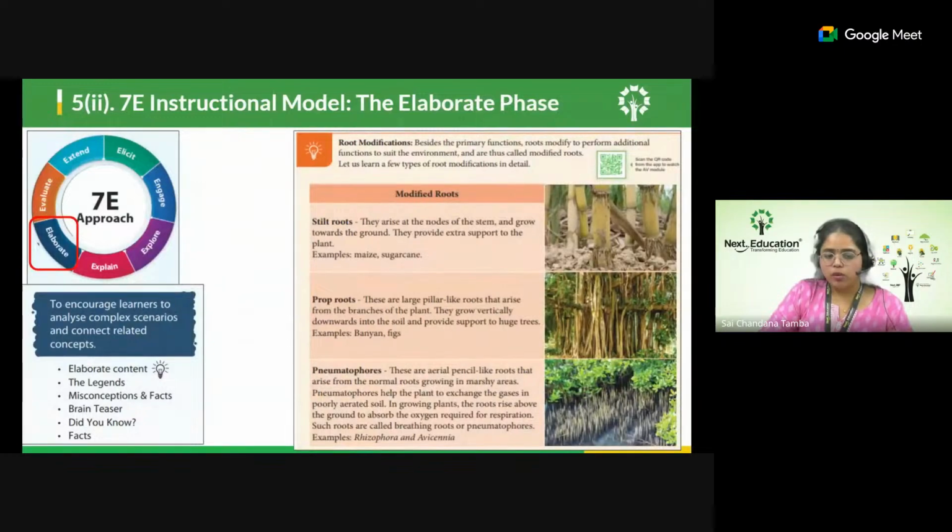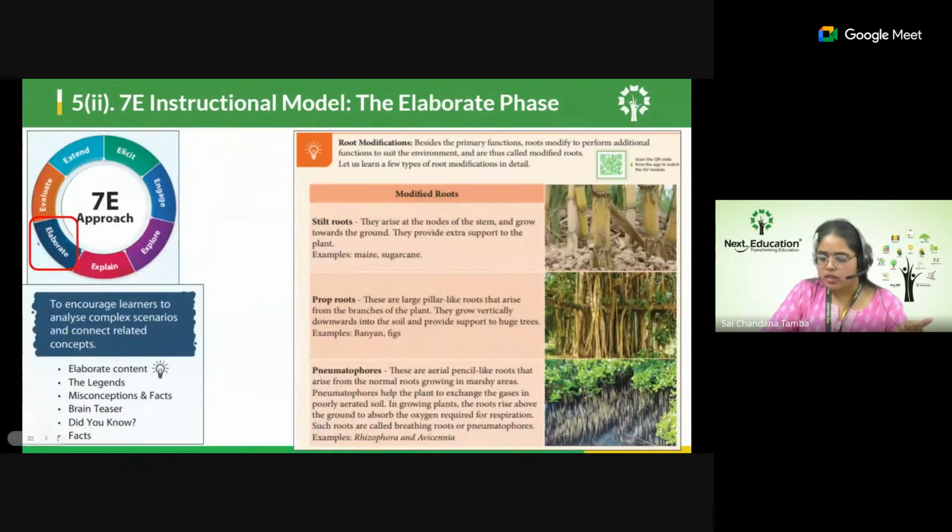Then moving forward, we have the elaborate section. The elaborate section in the 7E talks about analyzing complex scenarios and connecting them to real life. In this aspect, we have many elements, be it the elaborate content, some extra information for the students, which they'll be keen to know.